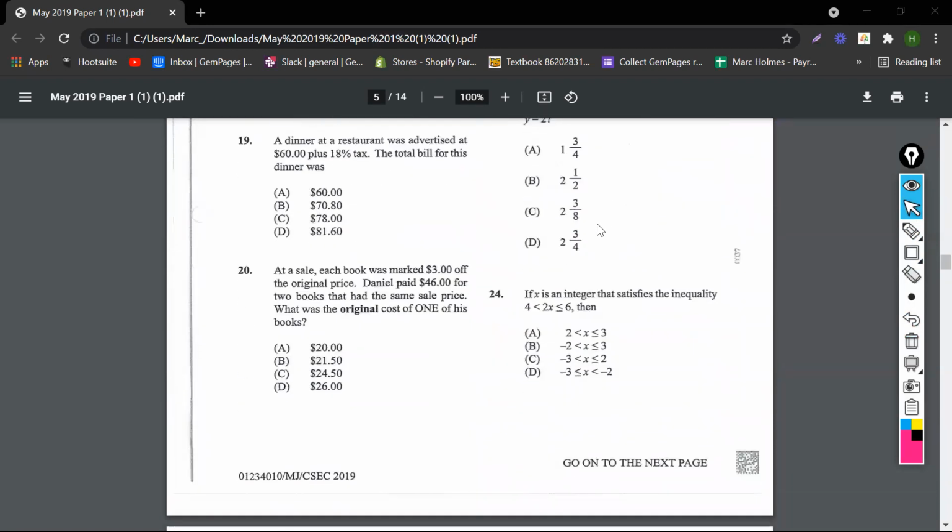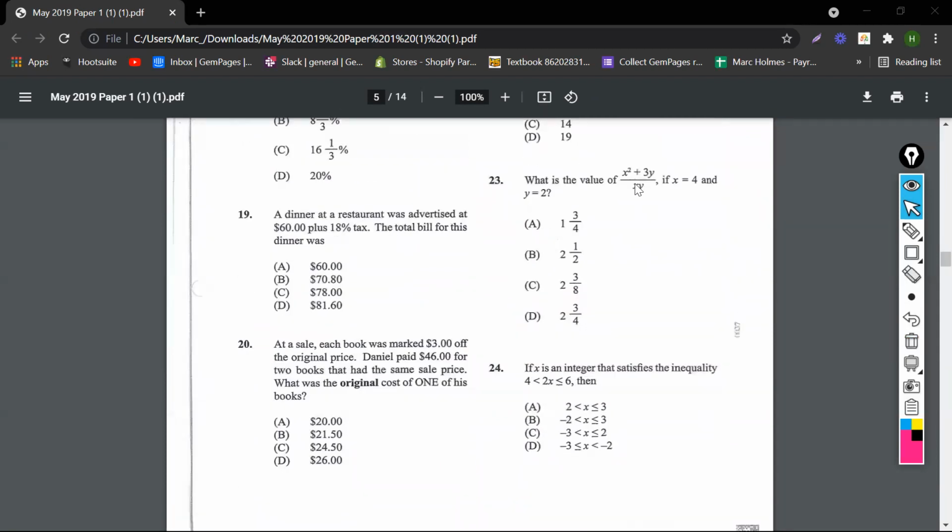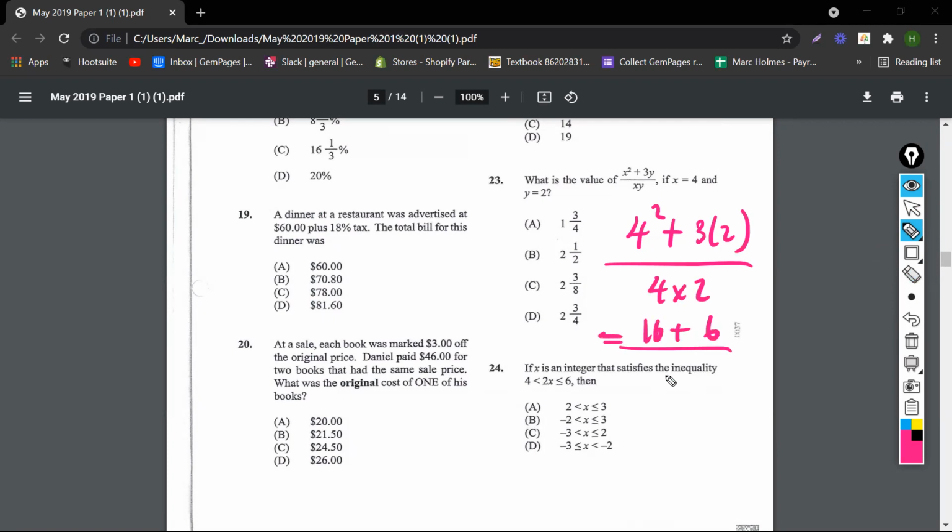Let's move on, guys. Number 23 now, it says, what is the value of x squared plus 3y over xy if x is equal to 4 and y is equal to 2? So this one is easy still. 4 squared plus 3 times 2 over 4 times 2. So this is going to be 16 plus 6 over 8. And that's going to end up being 16 plus 6 is 22 over 8.